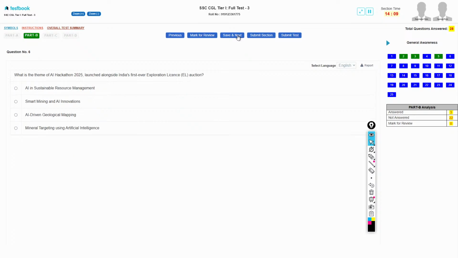So yeah. AI hackathon launched alongside India's first ever exploration license auction. What is the theme? AI in sustainable smart mining? No. AI driven? No. I think resource management.